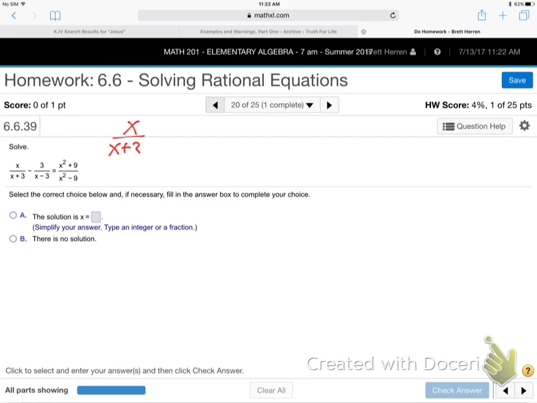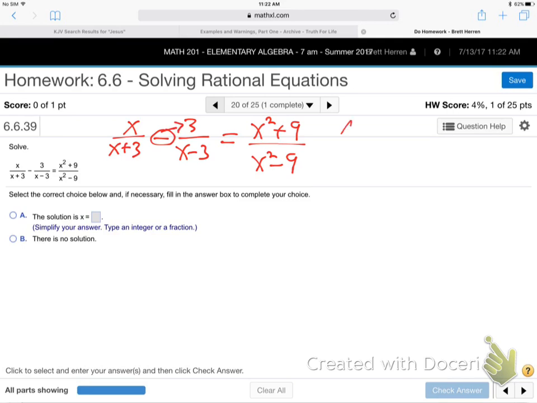x over x plus 3 minus 3 over x minus 3 is x squared plus 9 over x squared minus 9. There we go. One thing I want to help with on this one right away: you know how we got that subtraction symbol in the middle? It can really mess you up. Move him up right away.